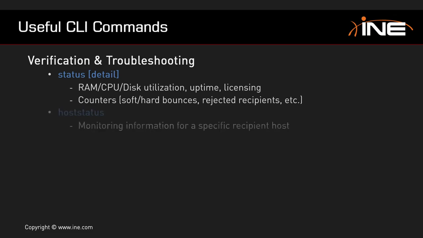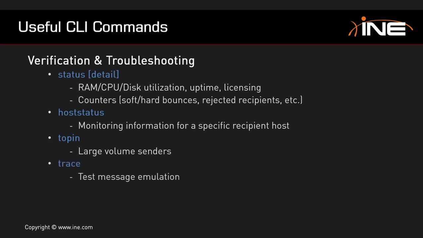Okay, another one is going to be hoststatus, which is going to display you a similar thing, but on a recipient host basis. The topin, this is what you would issue to take a look at large volume senders to quickly identify them. Trace, this is something that you can also run using the GUI. This is basically an equivalent of the ASA's packet tracer command. It is going to show you how a virtual message coming from a virtual sender destined to possibly a virtual recipient would be actually processed by the ESA, including all policy engines that would be involved in this processing.